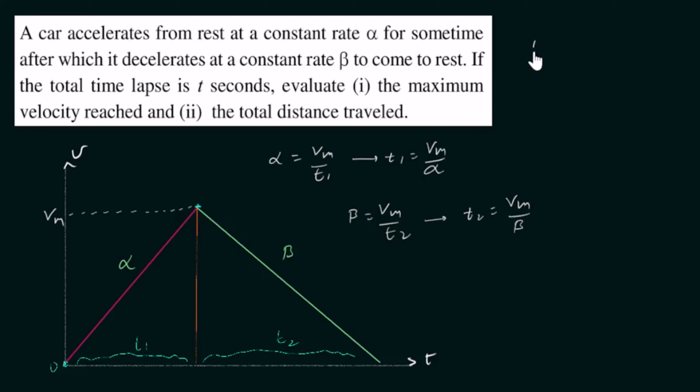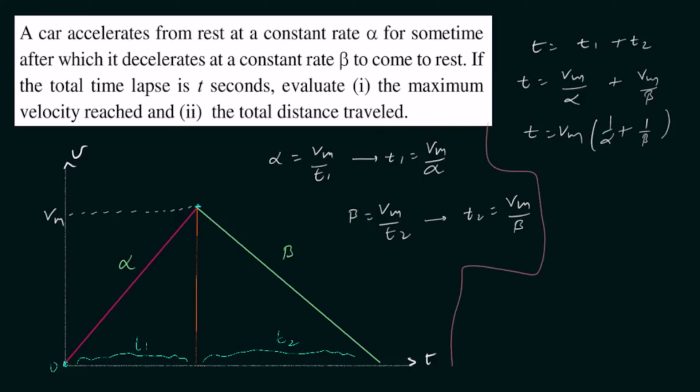So the total time is t, which happens to be t1 plus t2. So t equals to vm upon alpha plus vm upon beta. T is basically vm times 1 by alpha plus 1 by beta, right? T is basically vm times alpha plus beta divided by alpha beta, right? So maximum speed will be alpha beta t divided by alpha plus beta, right? So this is the maximum speed.